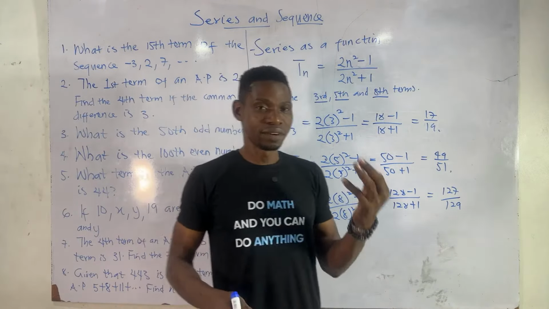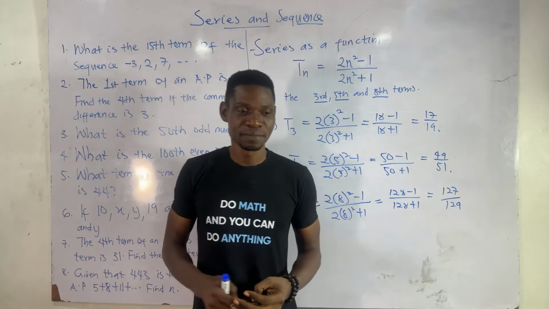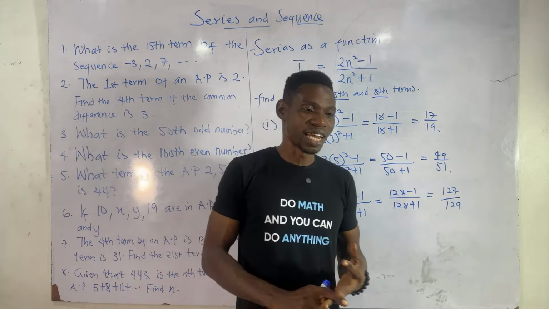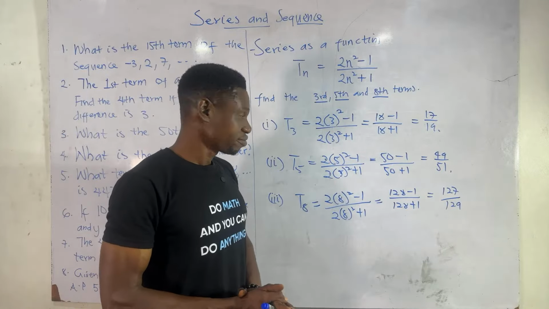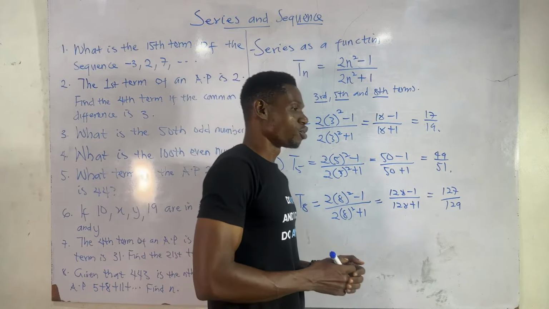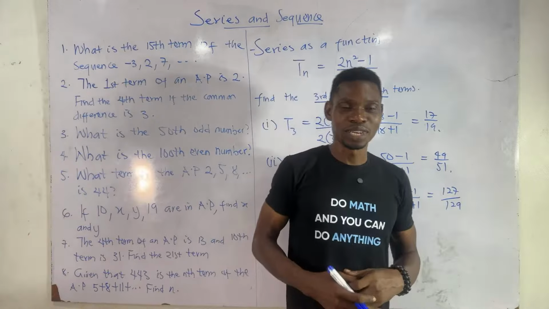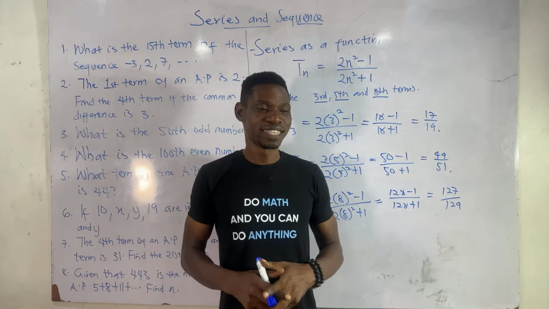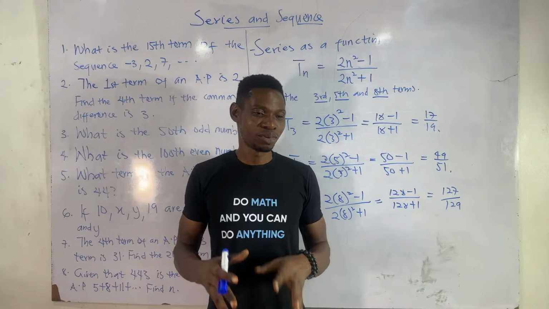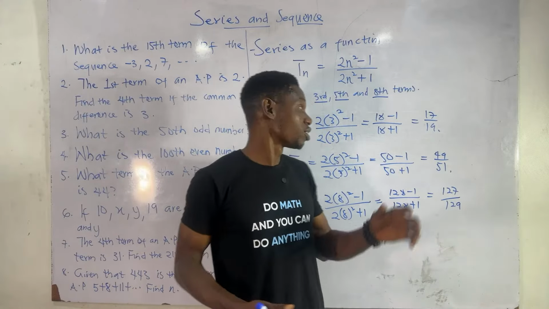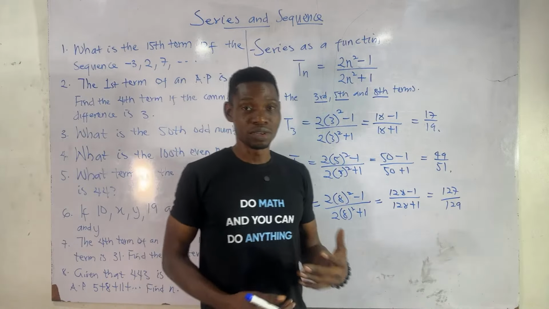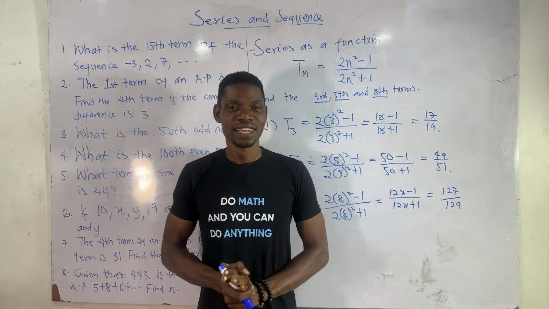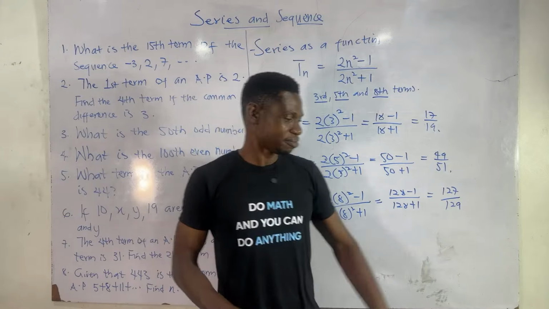So now we've looked at three things. One is sequence, the other is series. Now we've seen series as a function. Now we're going to proceed to arithmetic progression. That's the business of the day, arithmetic progression. So we needed to understand all of series and sequence so that when we begin arithmetic progression, it is simple and clear. So let's go.